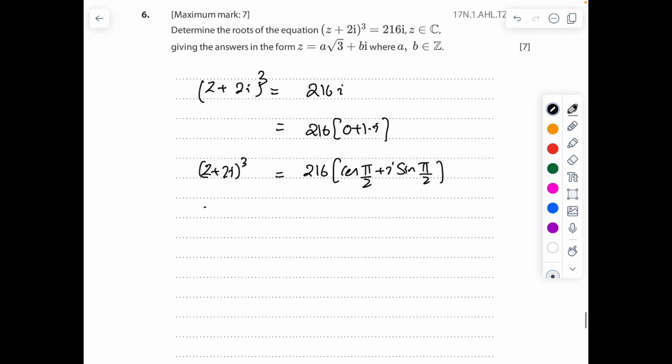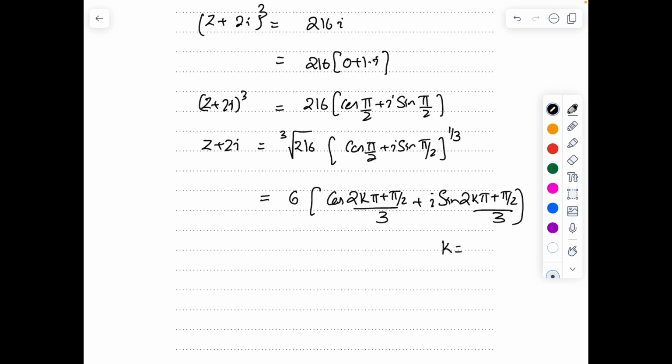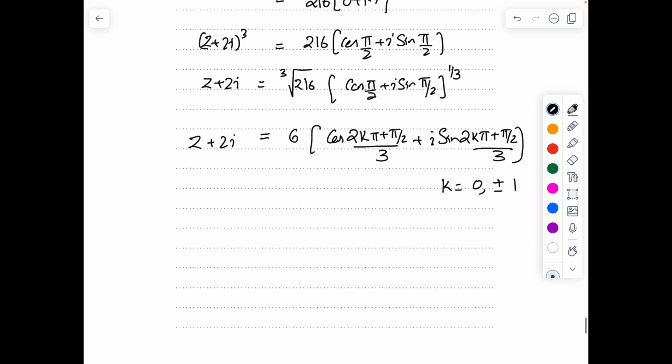Now the cube from the left side becomes a cube root. So cube root of 216, then (cos π/2 plus i sin π/2) whole power 1 upon 3. Now I'll be using De Moivre's theorem, and I can multiply the 1 upon 3 with the argument. Before that, cube root of 216 is 6. Then this is cos((2kπ + π/2)/3) plus i sin((2kπ + π/2)/3), where k equals 0, 1 and negative 1. So this is z plus 2i. I want the value of z.